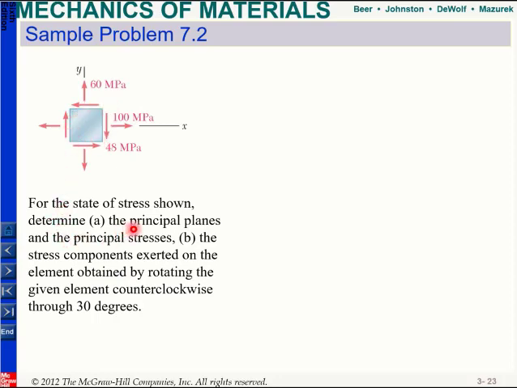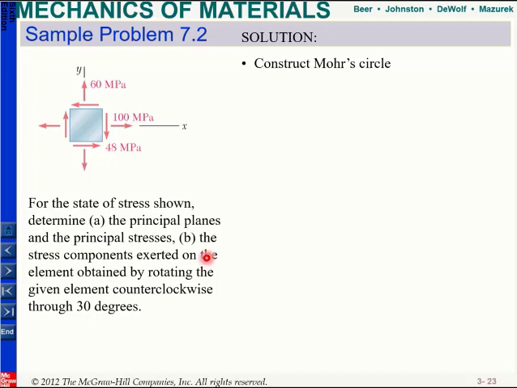So first we want to find the principal planes and the principal stresses, and then in the second part we want to find stresses when we rotate this element by 30 degrees counterclockwise. Normally we provided the equations, so you can just use them. But here we want to use our Mohr circle to find these new stresses when you rotate the element by 30 degrees. Okay. So first step is again constructing our Mohr circle.